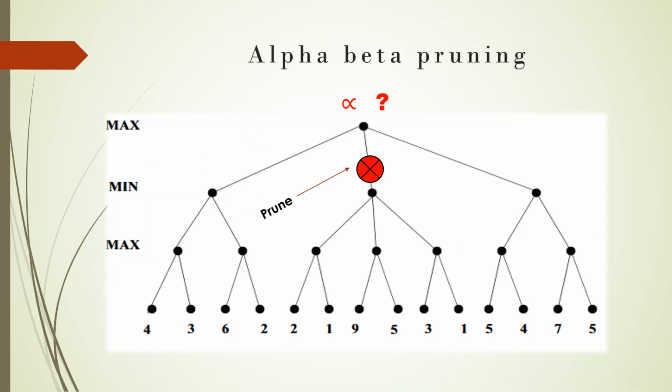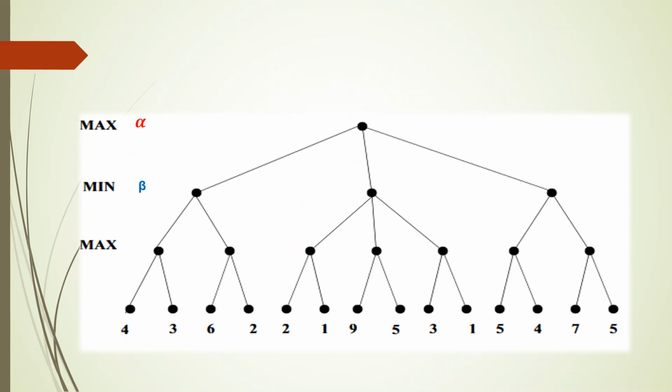Two observations we have to make during this problem. One is what is the value of max at the top, and the other is which nodes or which subtrees we have to prune or cut. So we can alternatively use alpha for max and beta for min, and this search will start from the left node at the bottom. Now we will proceed further.